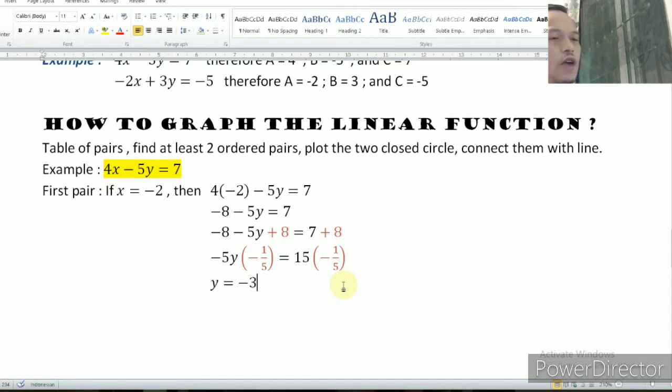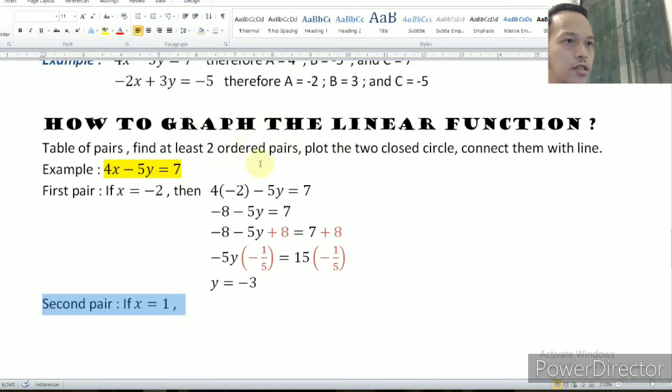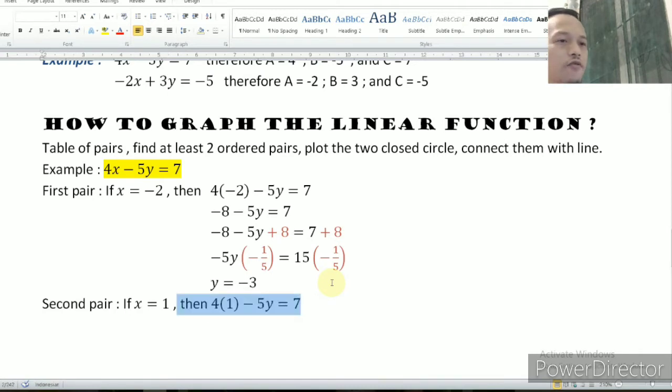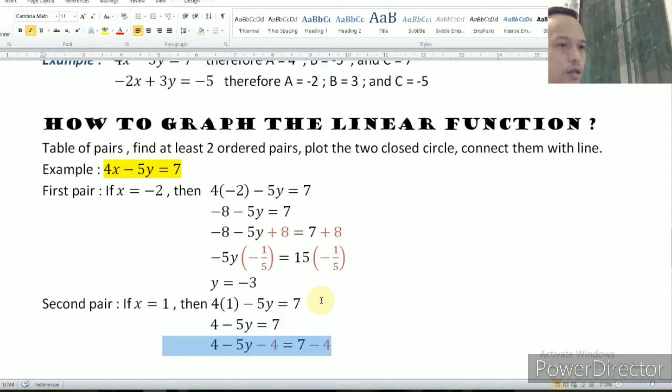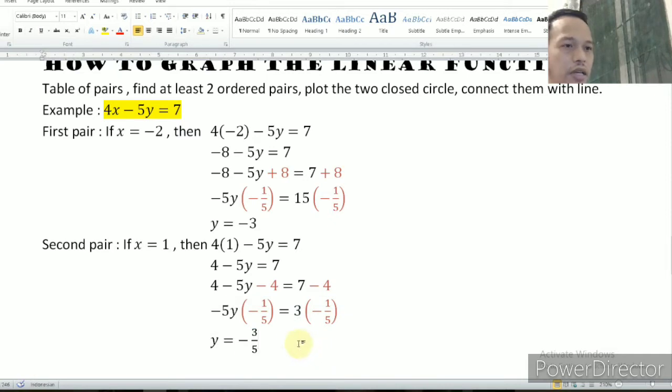Let's find the second pair. Since we need to find at least two ordered pairs, I will go to the next option, x equals 1. I will do the same steps. I will substitute x by 1, and I will have 4 times 1 minus 5y equals 7. And then how do we find y? You need to isolate y, and with the same steps, you can do it step by step. And then I will have y equals negative 3/5.